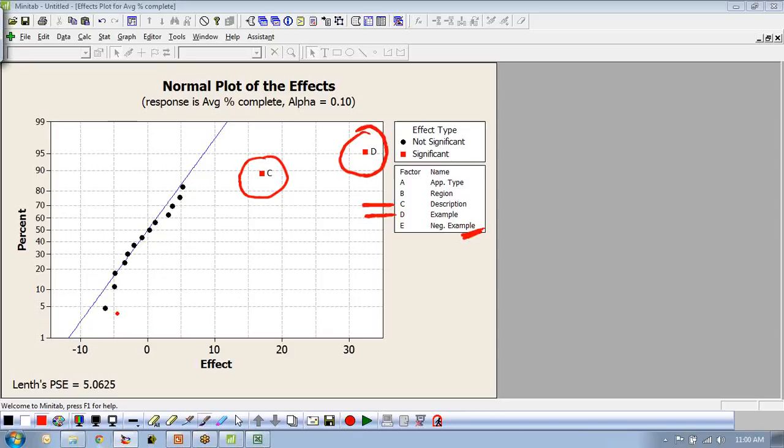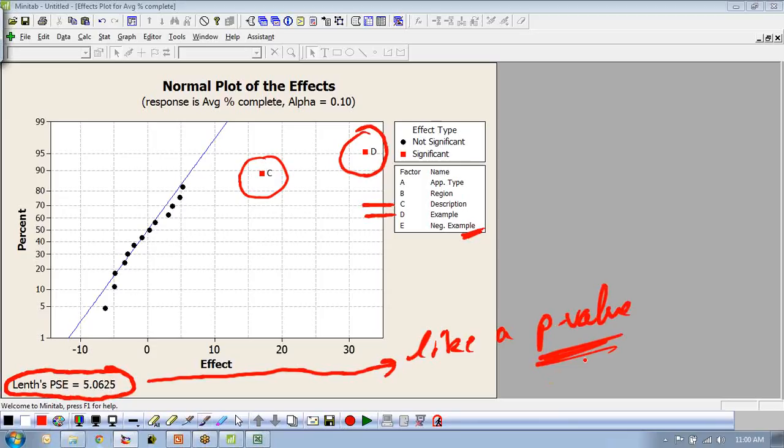Okay? So that's it. Now, I want you to notice one other thing here, and that is Lenth's PSE. Now, what the heck is that? Well, it's like a p-value. It isn't the p-value, but it's like it. Okay, we're just hanging in there. But it's like a p-value, and I'll show you why I say it's like in just a moment.